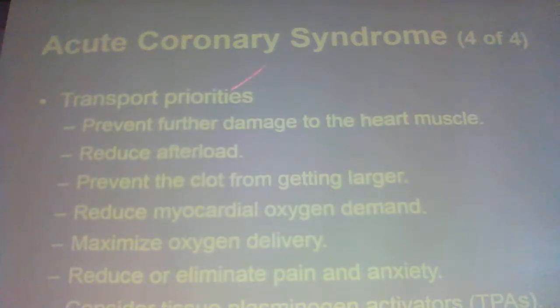All right, so transport priorities with ACS. Prevent further damage to the heart. Translation, nitroglycerin. Remember, nitroglycerin is not a pain medicine. It's an anti-ischemic medicine. What does that mean? How am I going to know if they're having ischemia? Because I did a 12 lead.